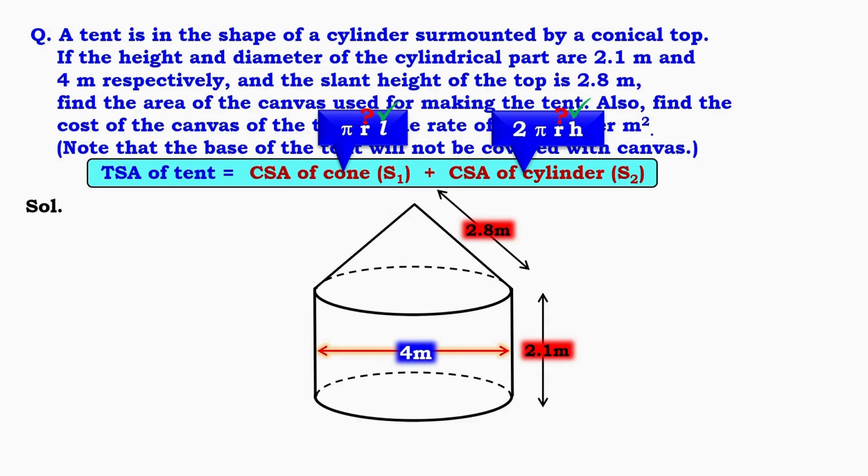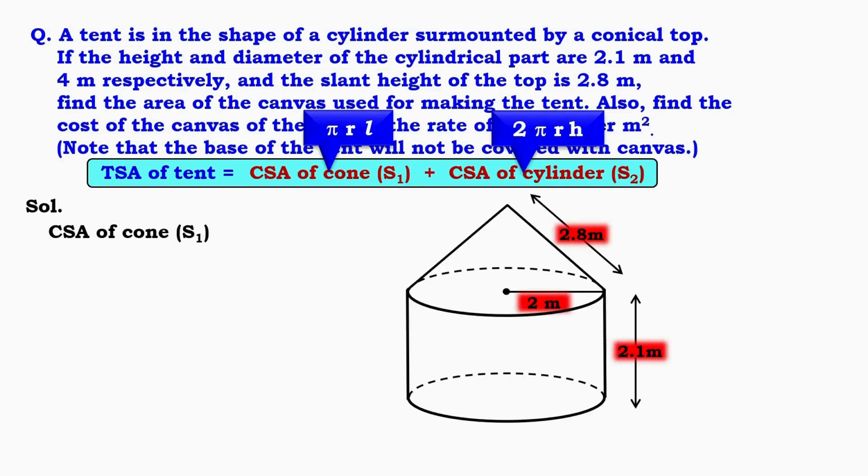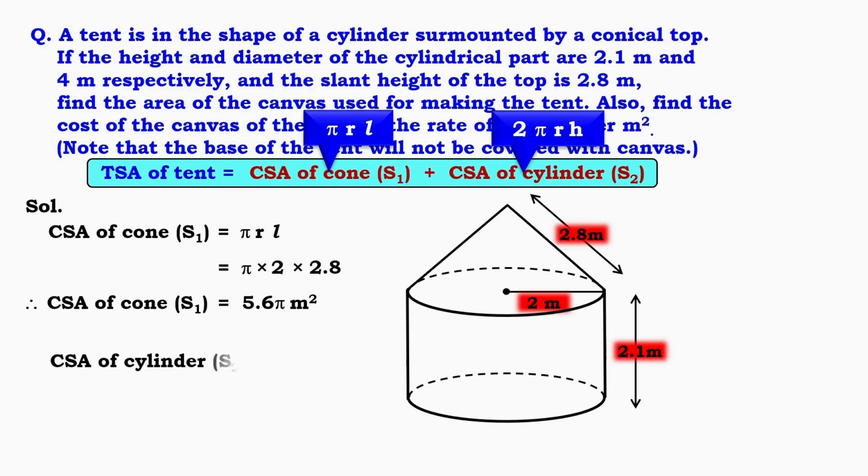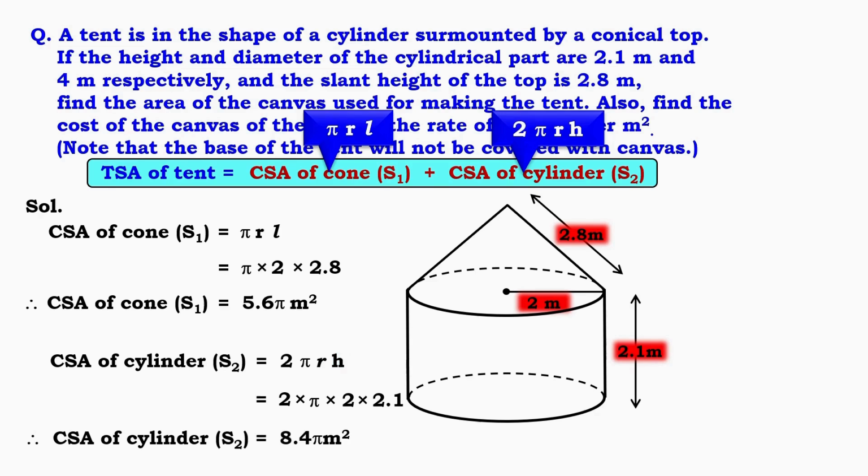Diameter is given, so we can easily find the value of R, that is diameter by 2, which is equal to 2 meter. Now put the value of R, L and H. The CSA of the cone is pi RL, that is pi into 2 into L, which is given as 2.8. So that is 5.6 pi meter square. And the CSA of the cylinder is 2 pi RH, 2 into pi into R which is 2 meter into H which is 2.1, which is 8.4 pi meter square.